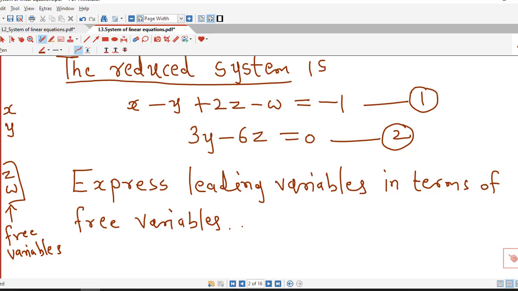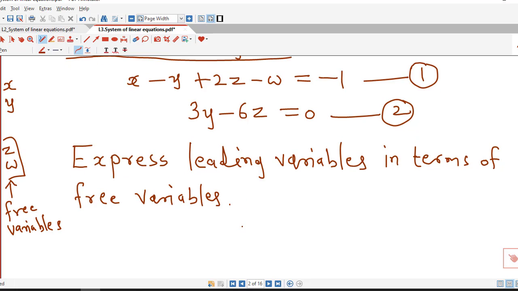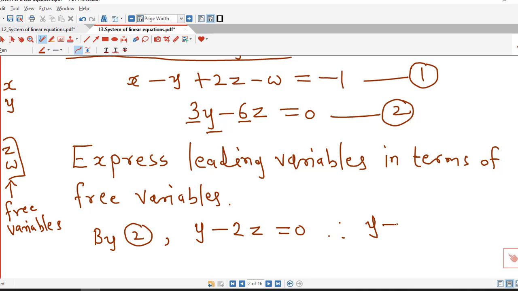So we start from equation 2. In equation 2 we can see y is a leading variable and z is a free variable. Therefore I have to write y in terms of z. Before that I can cancel out this 3. So I have y minus 2z equal to 0. Therefore I obtain y equal to 2z. So y is a leading variable which is expressed in terms of the free variable z.